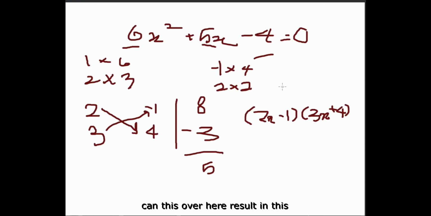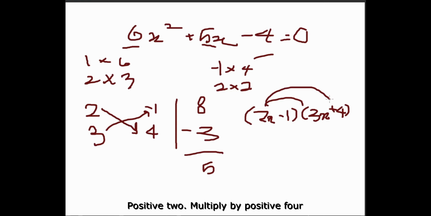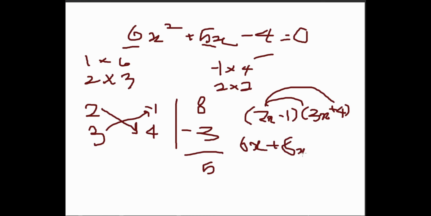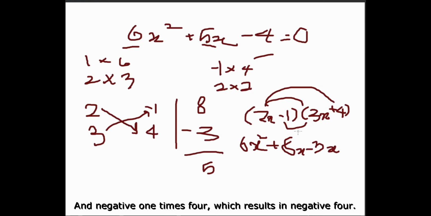Can this over here result in this? So positive 2 times positive 3 results in positive 6? Yes. Positive 2 multiplied by positive 4 results in 8x. Let's just write that down for now. 6x squared plus 8x. So let's put this negative 1 times 3x over here, and negative 1 times 4, which results in negative 4.